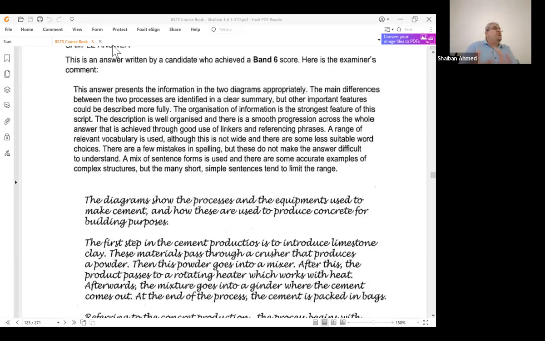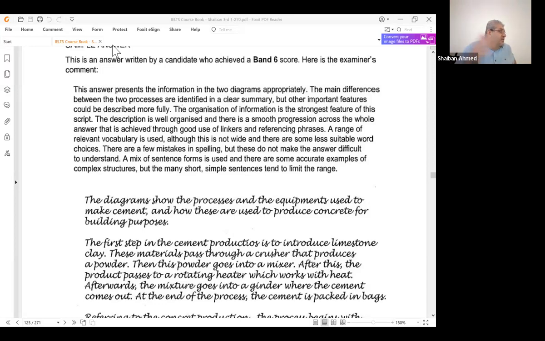By the way, why am I choosing this one? Because this is more or less your level. So how to develop your level from 6 to 7 and more. You are looking at your answers here. Now, this answer presents the information in the two diagrams appropriately.